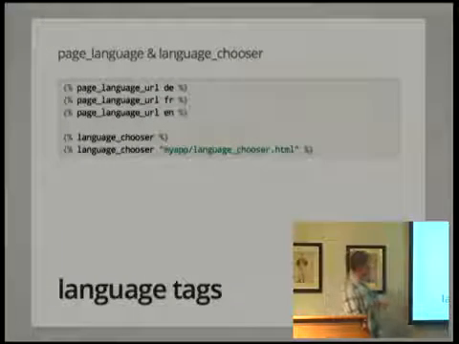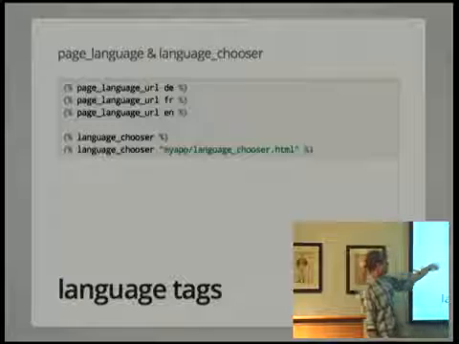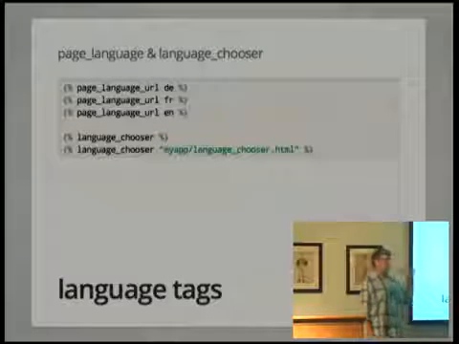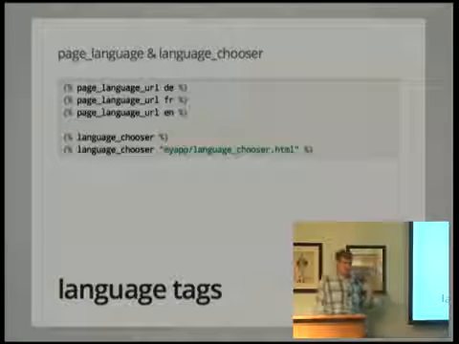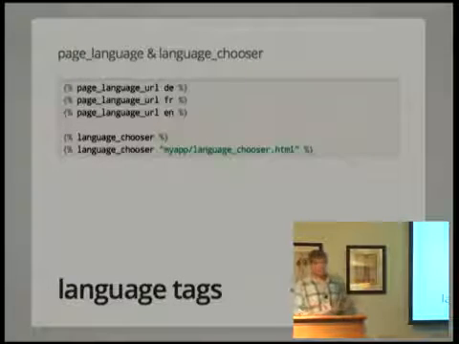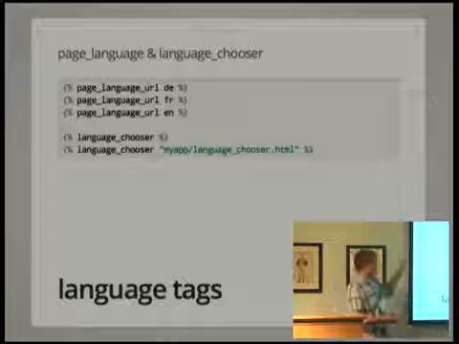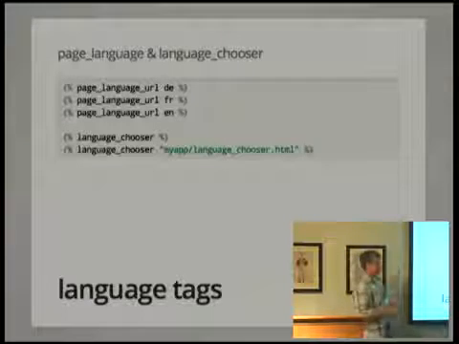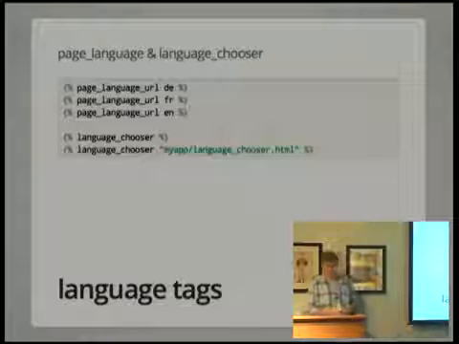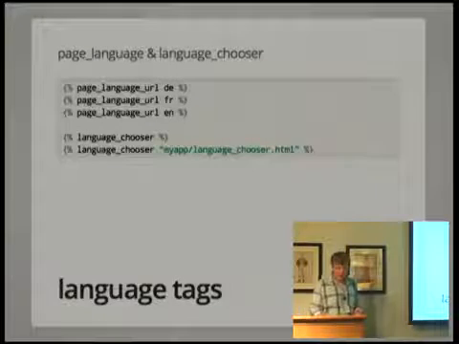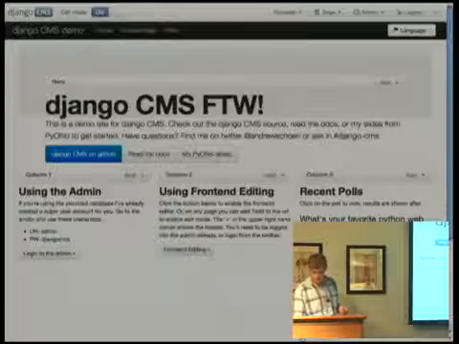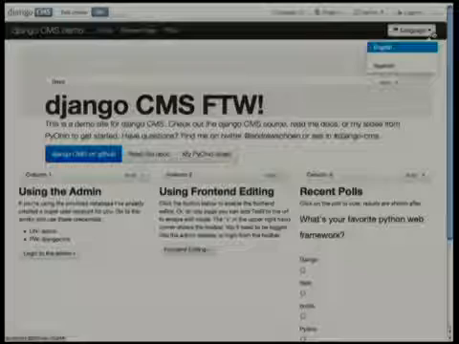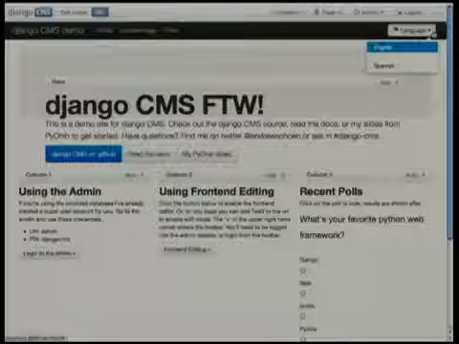Language tags. So page language URL. So I think, as I understand it, hopefully I'm not wrong on this, the page URL I showed you previously is only for the current language that's specified. This way we can get page URLs for different languages. So I'm getting the page language URL for the German version, for the French version of this page, doing that. Language chooser is just this thing, right? And I've given it a custom template for this, but it gives you that little widget that it creates, that drop-down menu so you can switch between languages.